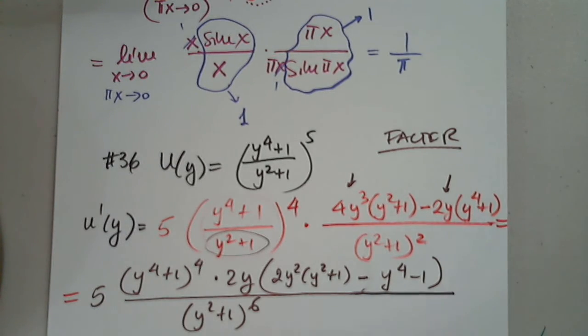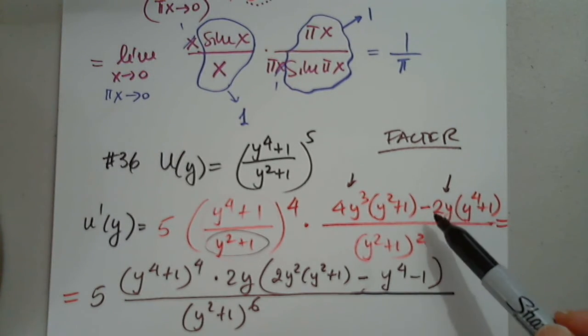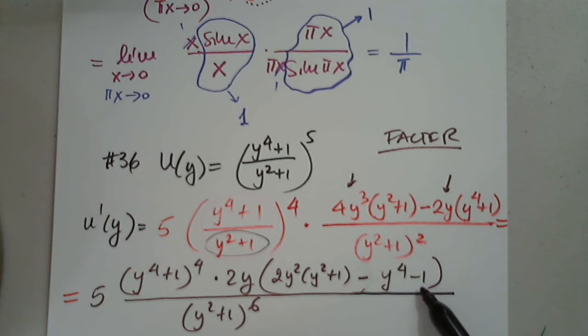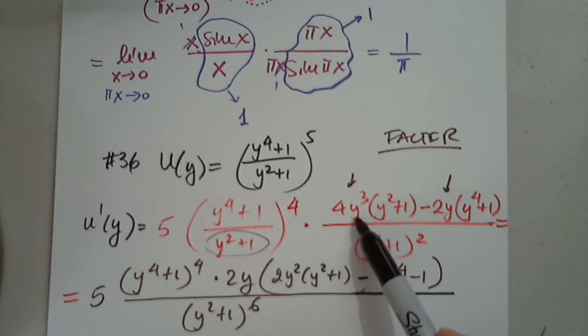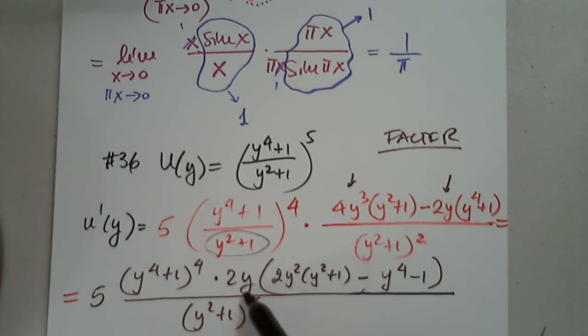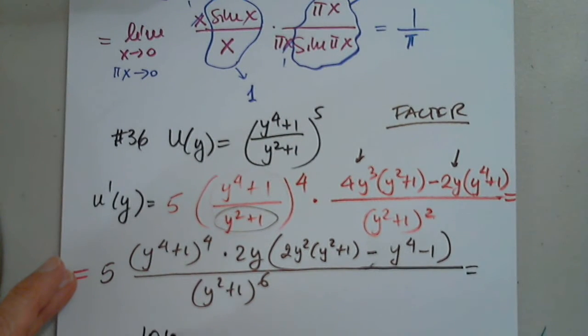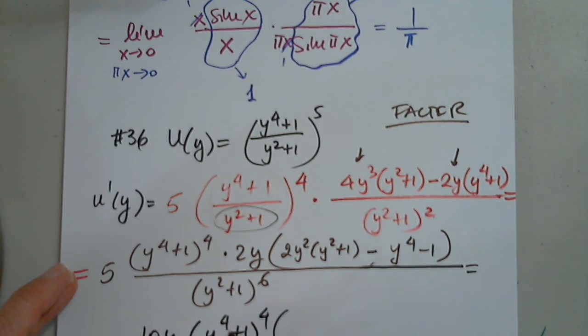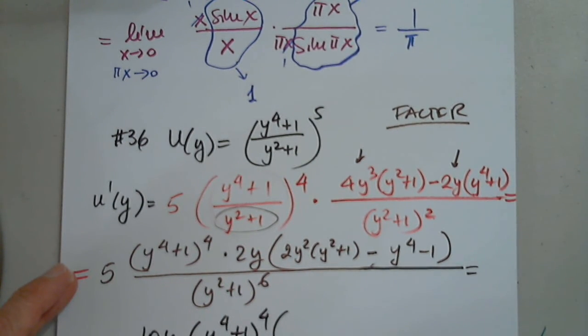Okay. So again, I pulled out the 2y, so minus y to the 4th and minus 1. I pulled out the 2y, so I have a 2y squared in front and then y squared plus 1. This will move in front now. So we have 10y, y to the 4th plus 1 to the 4th. The denominator will still be y squared plus 1 to the 6th.